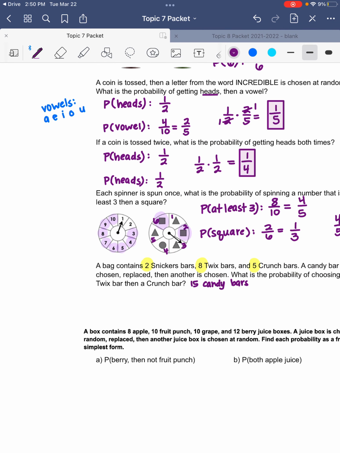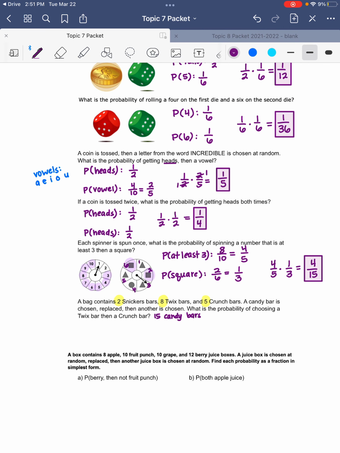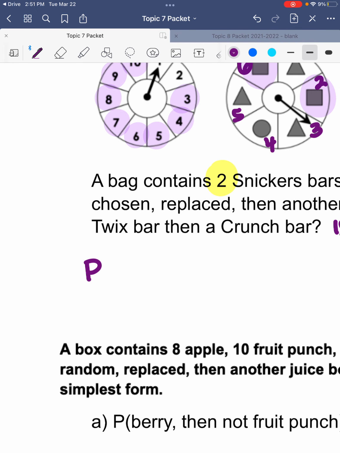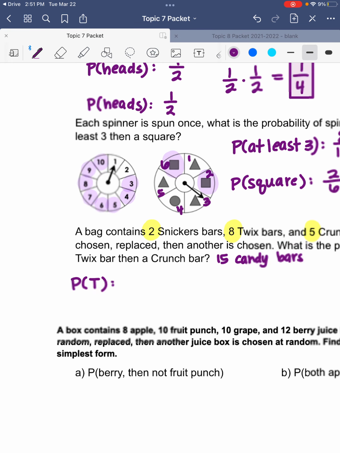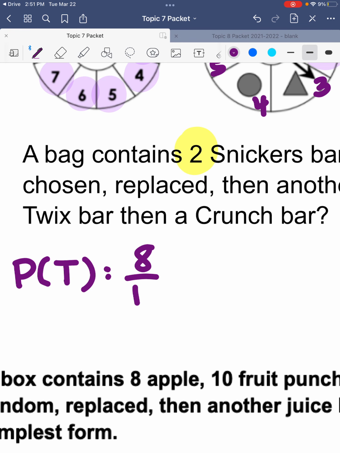Okay? So now the first probability is the probability of choosing a Twix bar. So the probability of, I'm just going to call it T for Twix, okay? Well, how many are Twix bars? 8. 8 of the 15, right? Can I reduce that? No, 2 doesn't go into both, 3 doesn't go into both, so I don't think I can reduce that.